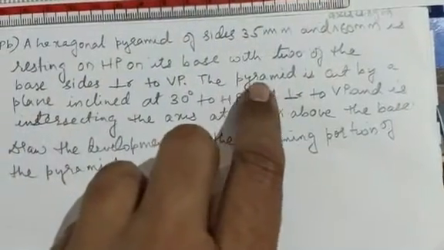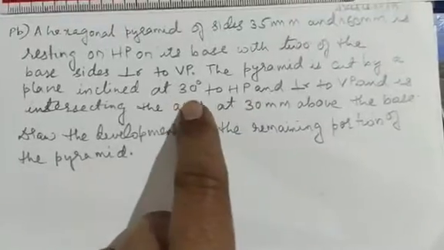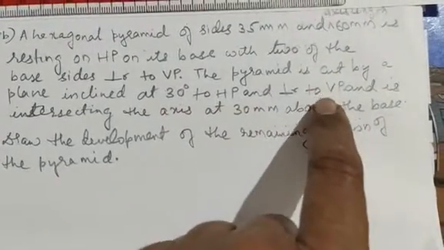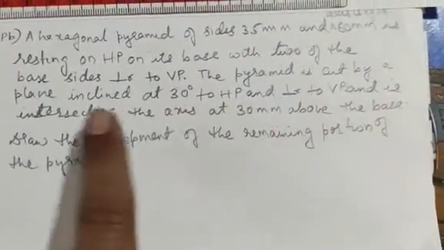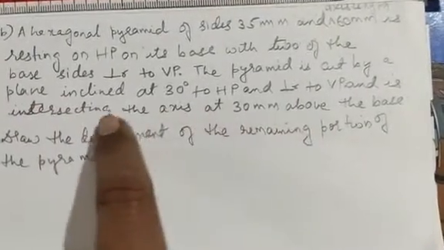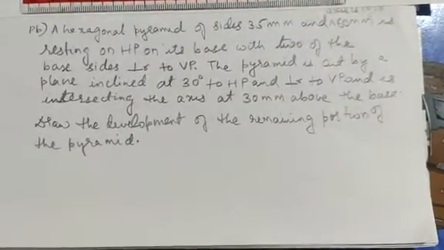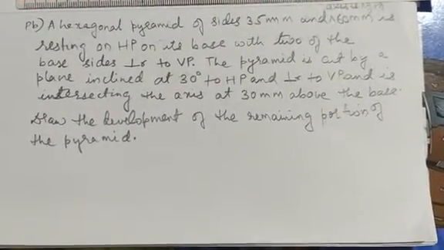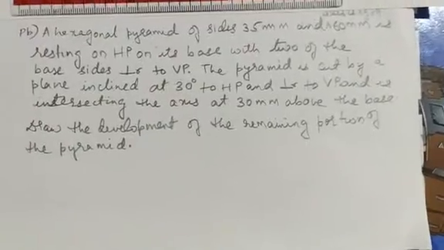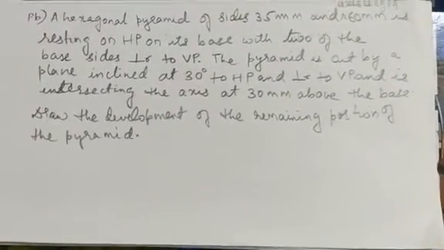Second is about how it is cut. The pyramid is cut by a plane inclined at 30 degrees to HP and perpendicular to VP, and is intersecting the axis at 30 mm above the base. Draw the development of the remaining portion of the pyramid.